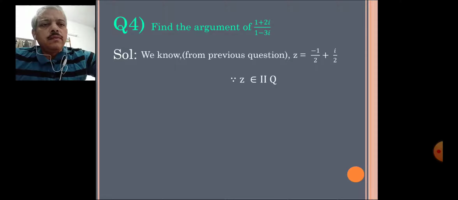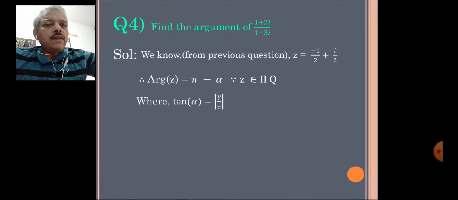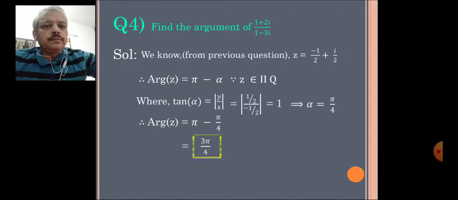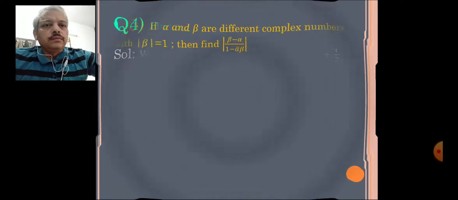So since z lies in the second quadrant, we will write argument of z is equal to π − α, where α is given by tan α = |y/x|. Putting the value of y, which is 1/2, and the value of x, which is −1/2, we get tan α = 1. This implies α = π/4. Hence the argument of z will be π − π/4, that is 3π/4. Come to the next question.